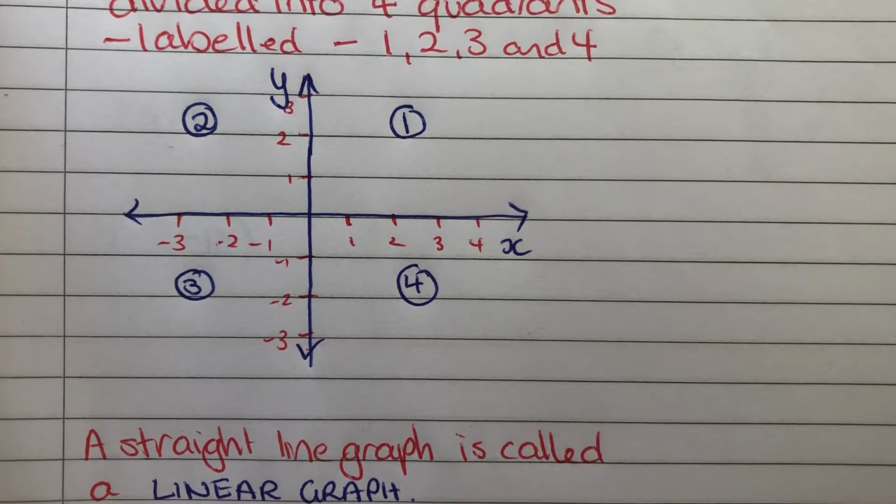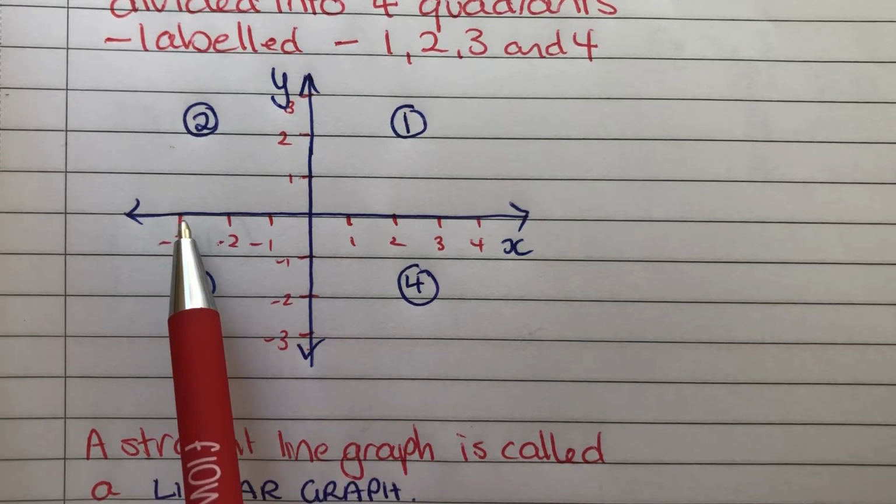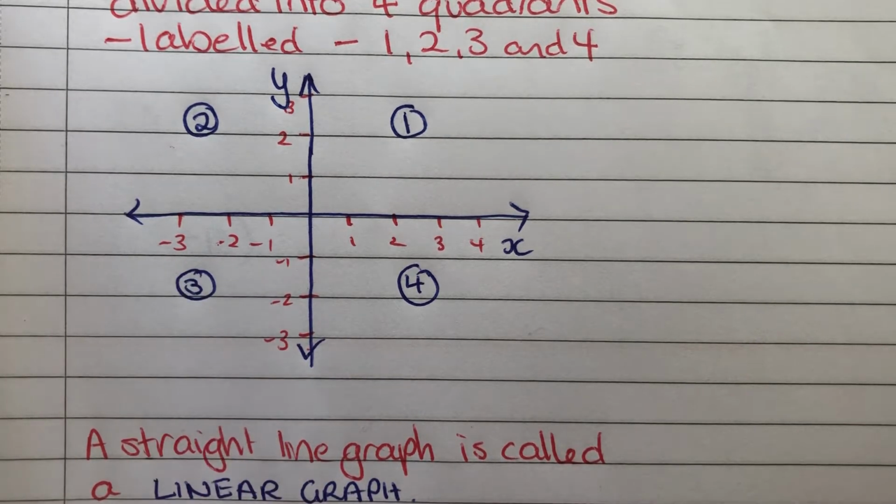Now the second point, you can listen to my voice, so I don't have to take this down. -3, -1. So we're going to go across to -3. We're going to go down to -1, and you will find that you are in the third quadrant. Okay, so these should be really straightforward questions.